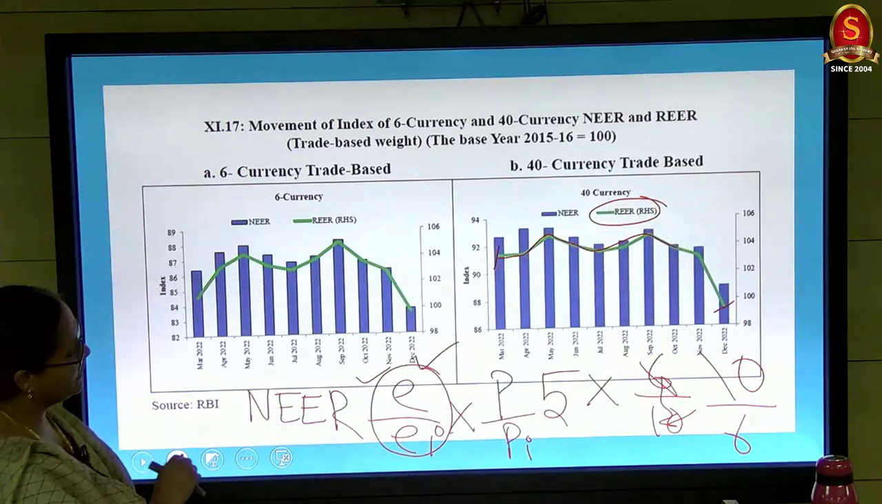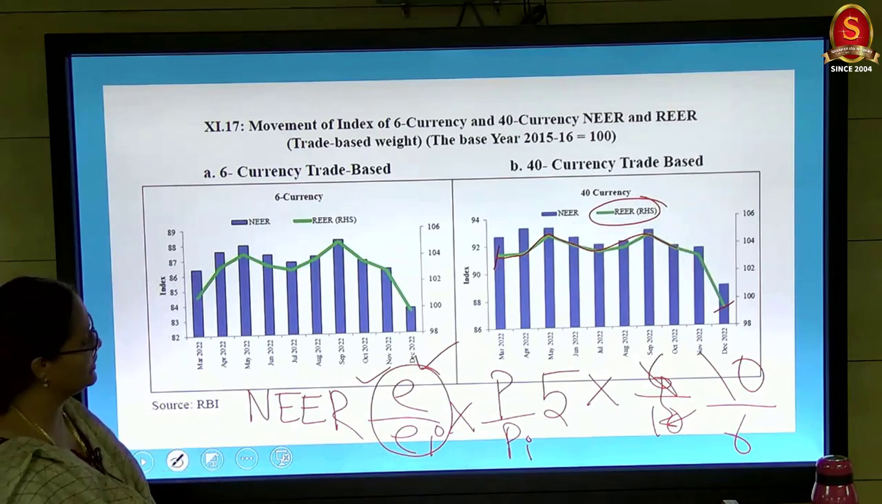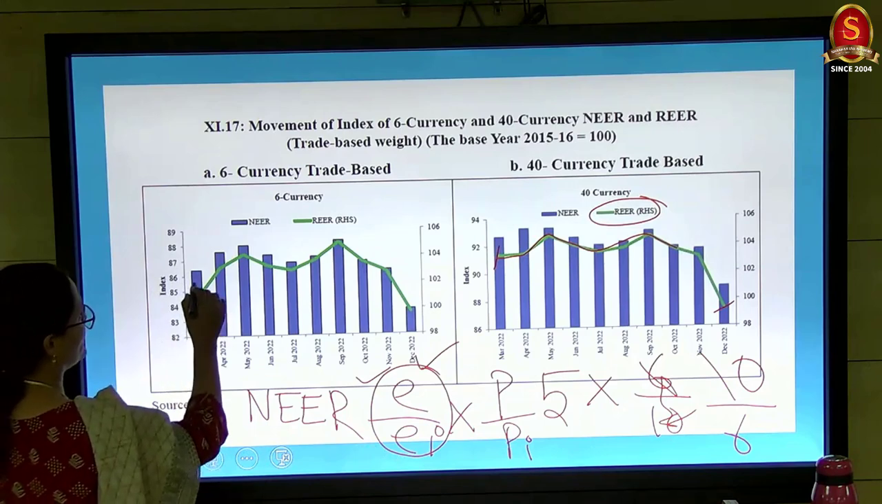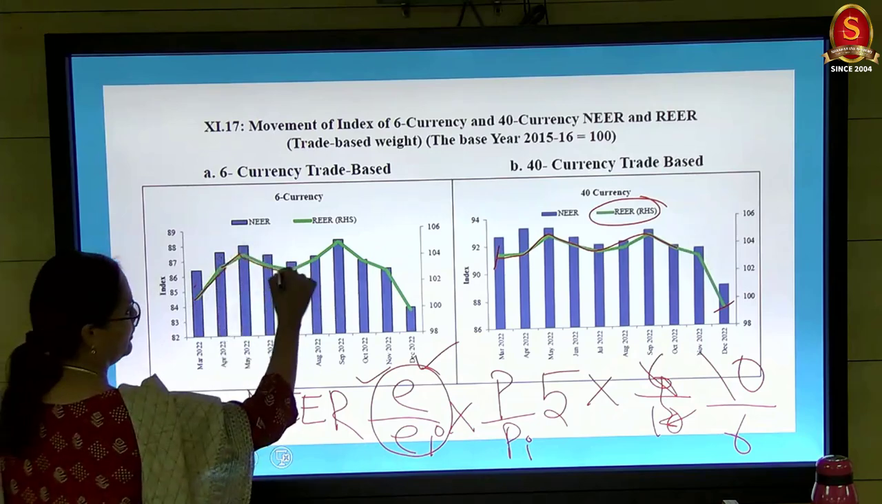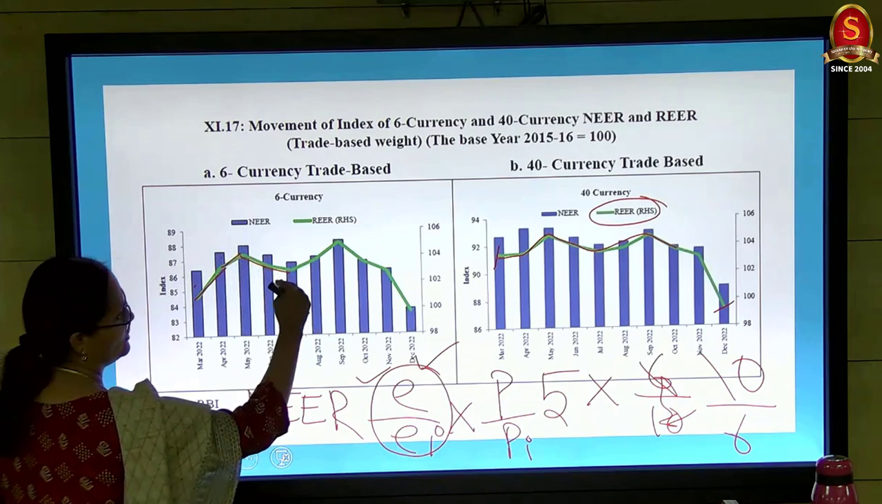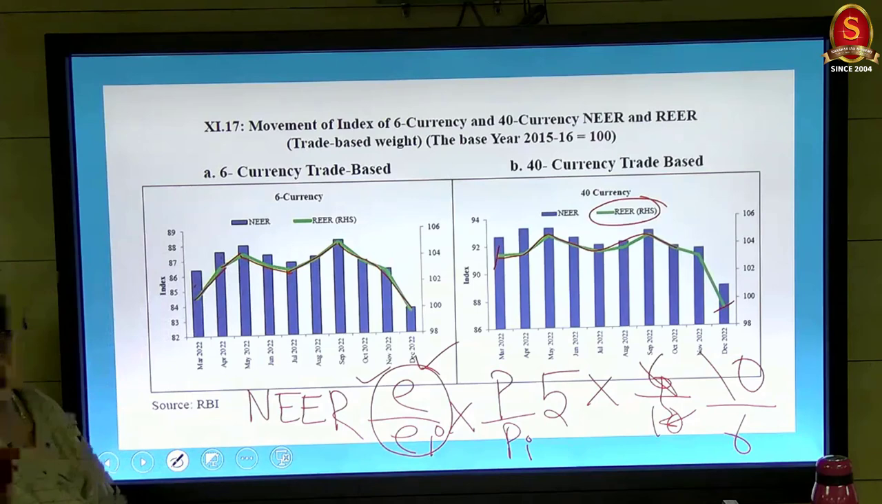Actually, you will see that the NEER and the REER are almost behaving the same in their behaviors. If this is becoming taller, this is also going like this. If this is becoming lesser, this is also declining. Again, you see the pattern? NEER and REER are almost traveling in the same direction. When appreciation happens, they both appreciate together; when depreciation happens, both depreciate. But the intricacy of NEER becoming REER is that it's getting weighted by the inflationary measures.